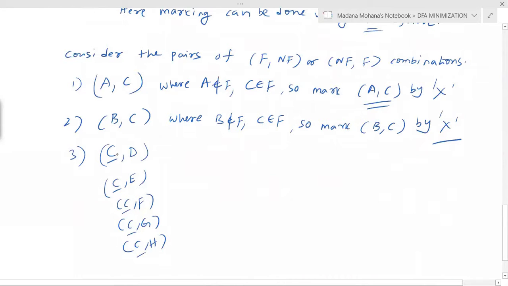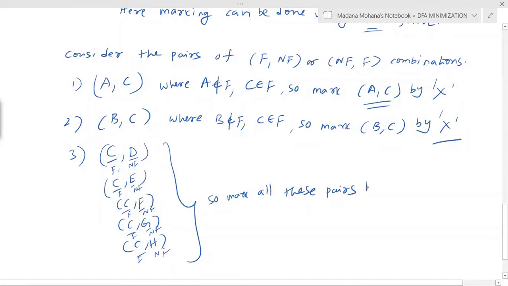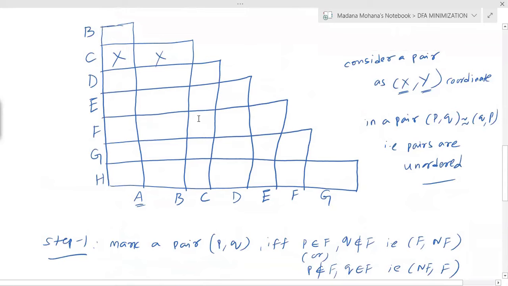Now if one state is a final state, the other state must be non-final. Here D is non-final, so it is in the form of F comma NF. Here also, C is F, E is a non-final state. C is F, F is non-final. C is F, G is non-final. C is F, H is non-final. So mark all these pairs with the cross symbol. With combinations of C, you can mark all the pairs: C to D, C to E, C to F, C to G, C to H.